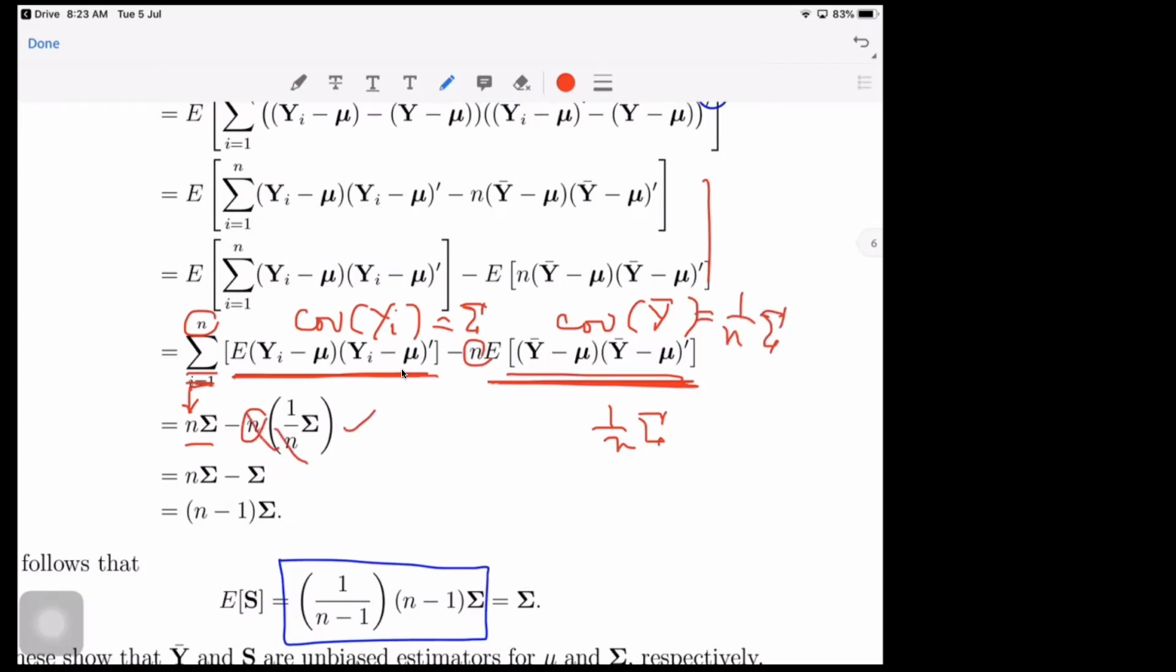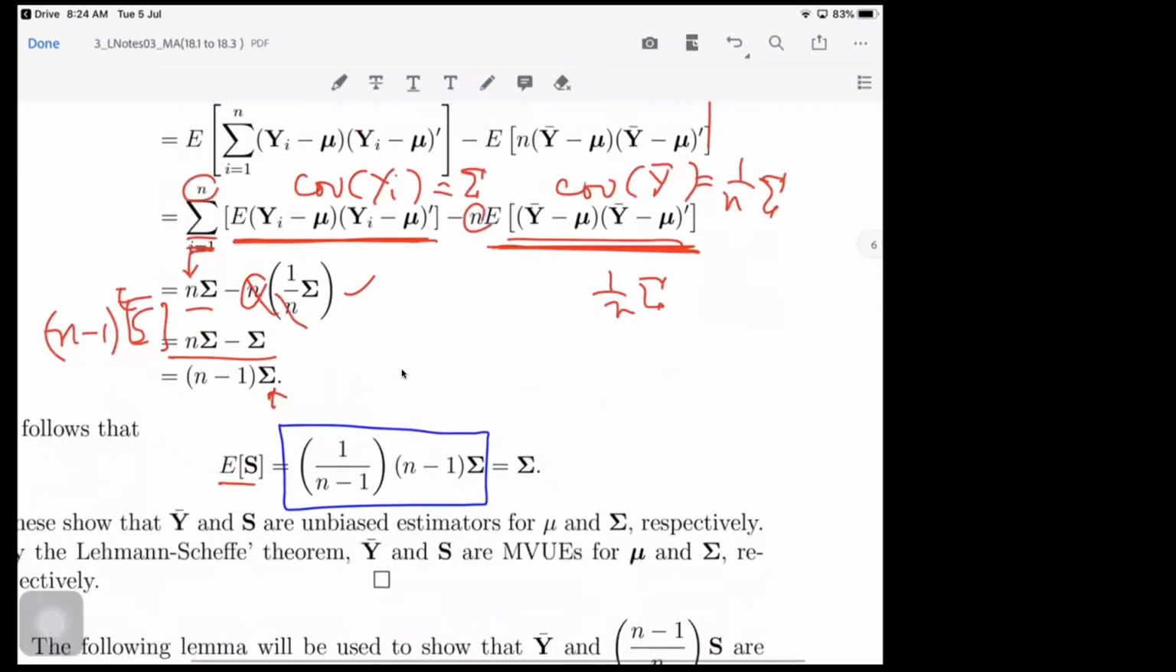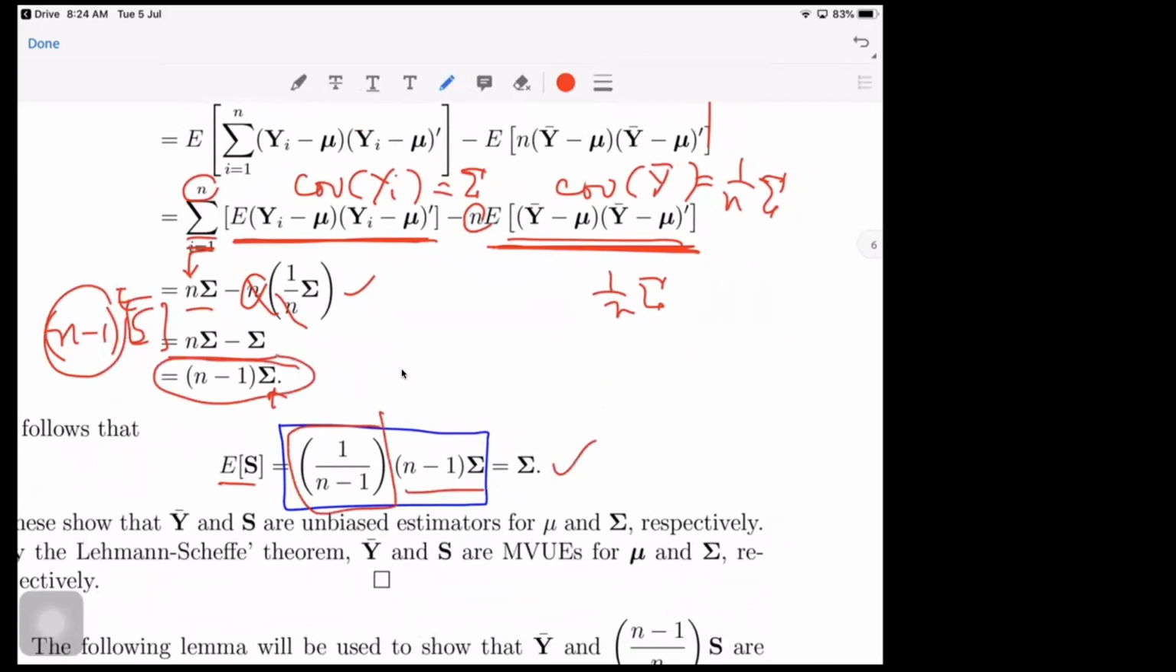So this is cancelled. So what you will have is n sigma minus sigma. If you factor out sigma, you will have n minus 1 times sigma. So remember, this is n minus 1 s. So when you want to get the expectation of s squared, you will have to transfer this. That will be 1 over n times the answer here, which is equal to sigma.